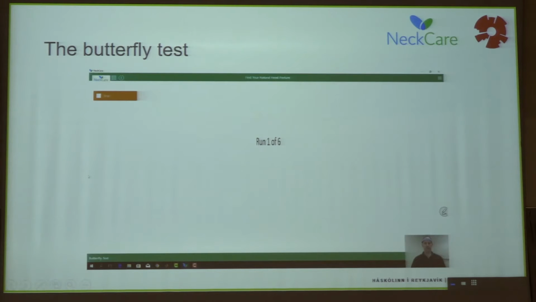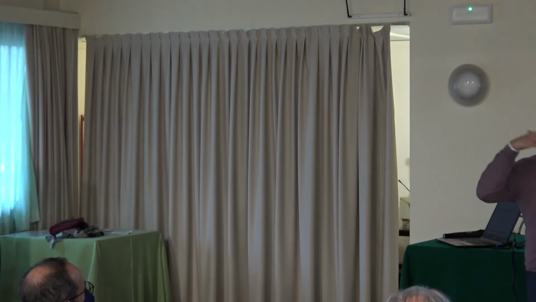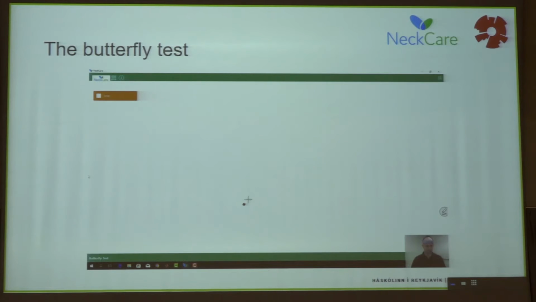So what we're testing are indeed three things. We're testing proprioception and spatial awareness, and we're testing the movement control, which is what I'm doing there. It's called the butterfly test. The aim of the test is to follow the red target, whereas you are controlling the green cursor, just using the data that is collected by the sensor on the head.